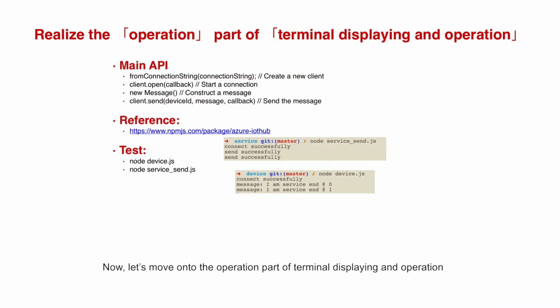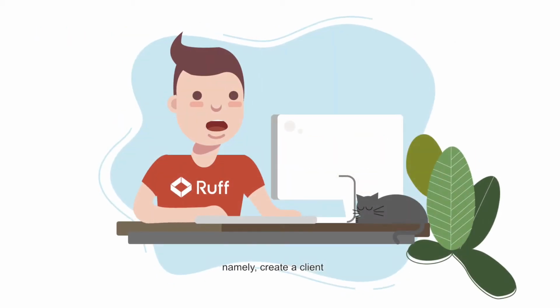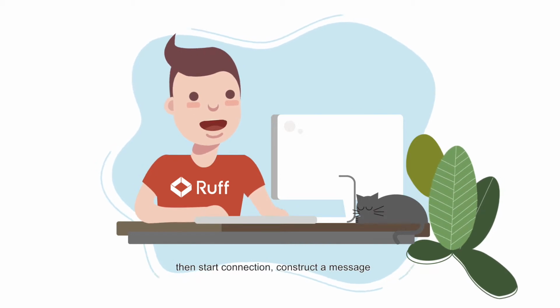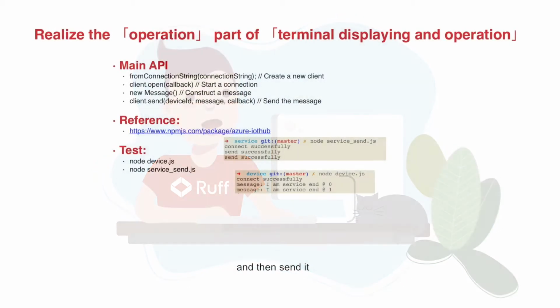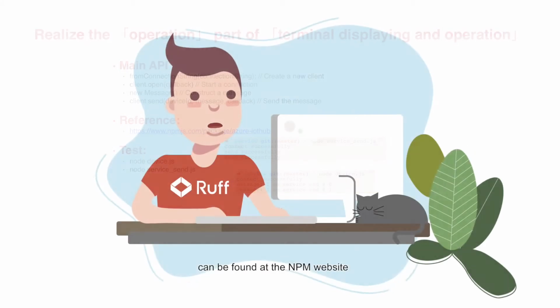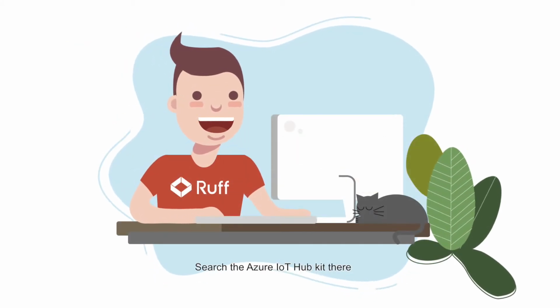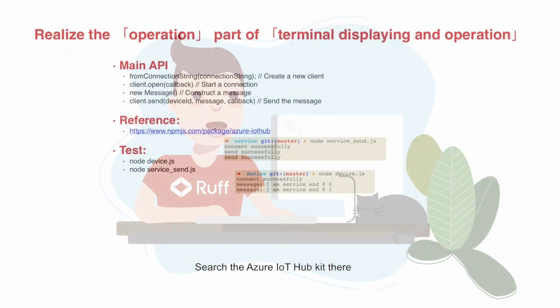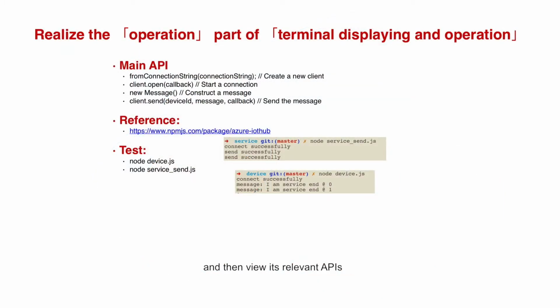Now, let's move on to the operation part of terminal displaying and operation. Like sending a command to the final device terminal, it mainly involves the following 4 APIs, namely, create a client, then start connection, construct a message, and then send it. Note that for sending it, it is followed by the service ID. Some reference documentation of Service SDK can be found at the NPM website. Search the Azure IoT Hub Kit there, and then view its relevant APIs.